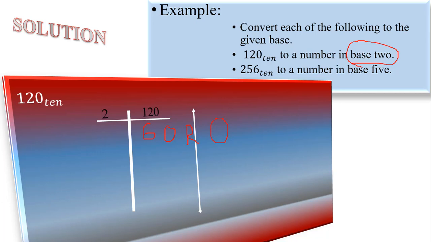Now, because I'm going to base 2, I need to continue until any number that is here is lower than 2. So let's go. I'm dividing again by 2. So 2 goes in 60. That will give me 30, remainder 0.